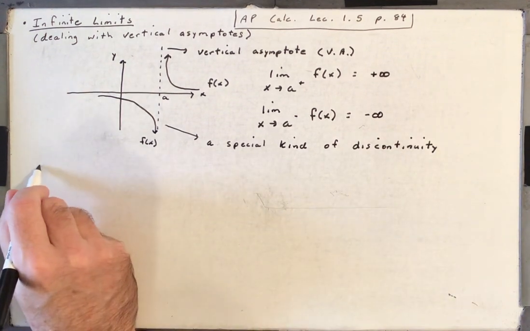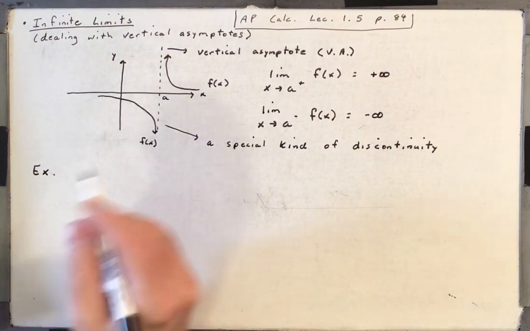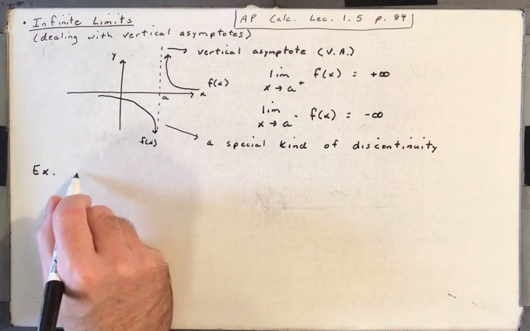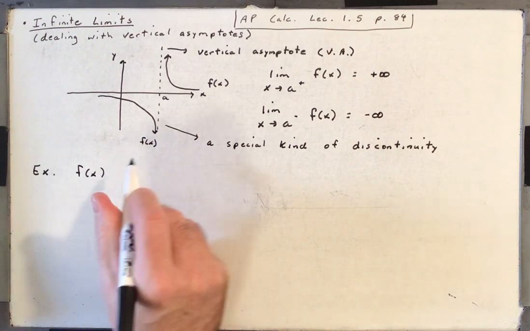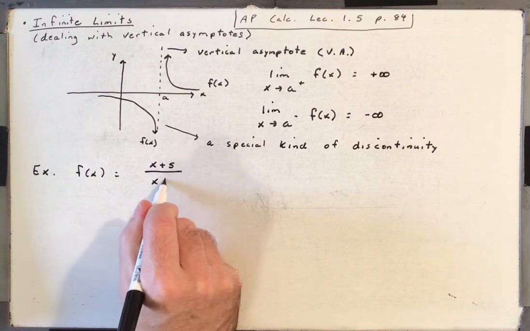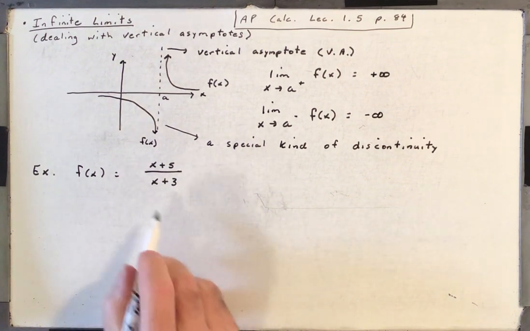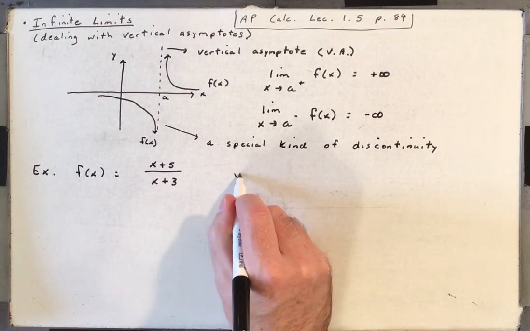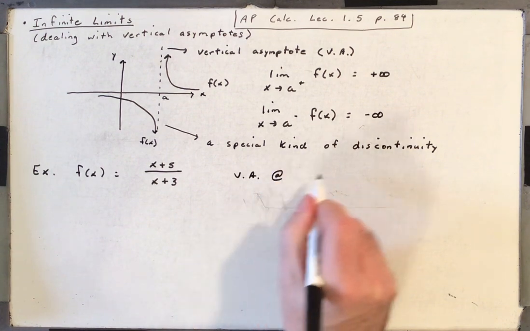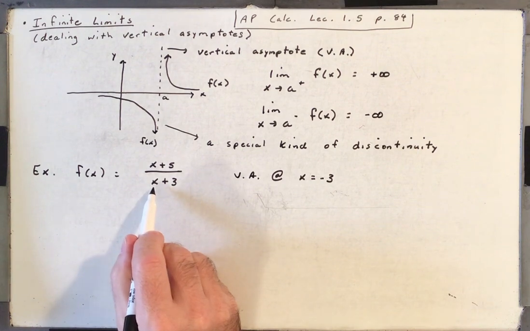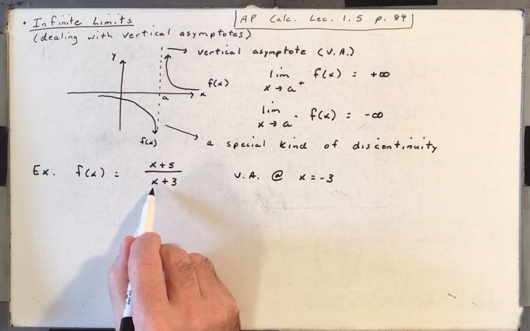Okay, let's do a couple of examples. And these functions would have a vertical asymptote in. Let's say we want to look at f of x is equal to x plus 5 over x plus 3. All right, there is a vertical asymptote at x equals negative 3, because that's what makes the denominator 0. That's where you have vertical asymptotes, where the denominator is equal to 0 but the numerator is not.